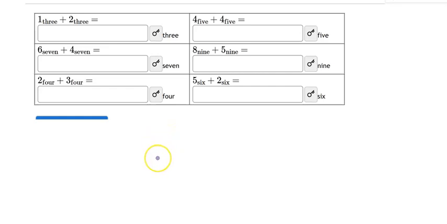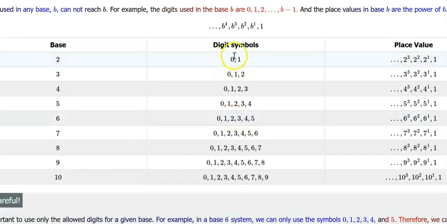In this video, I'll show you how to add single digit numbers in different bases. Before we do add, let's talk about bases and the digit symbols. In base 2, we use only 0 and 1, not 2. In other words, 2 is not a base 2 number. Similarly, in base 3, we use digits 0, 1, 2, but not 3. So 3 is not a base 3 number, and so on.